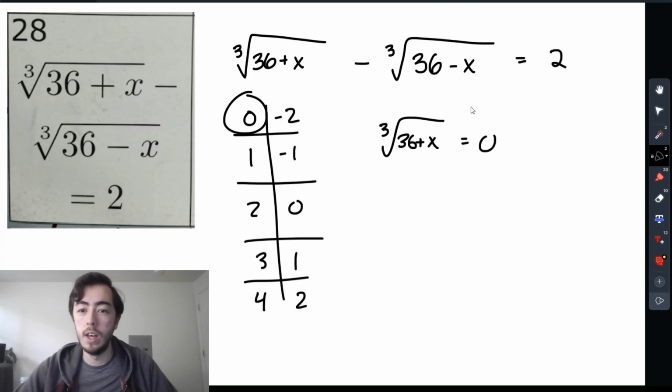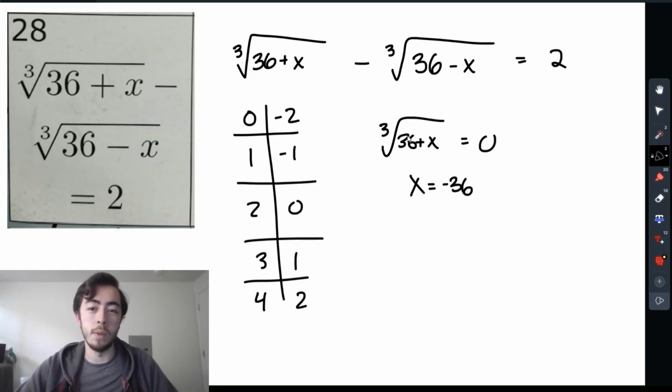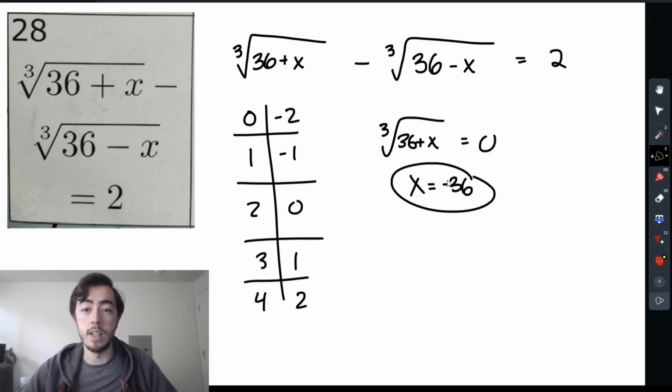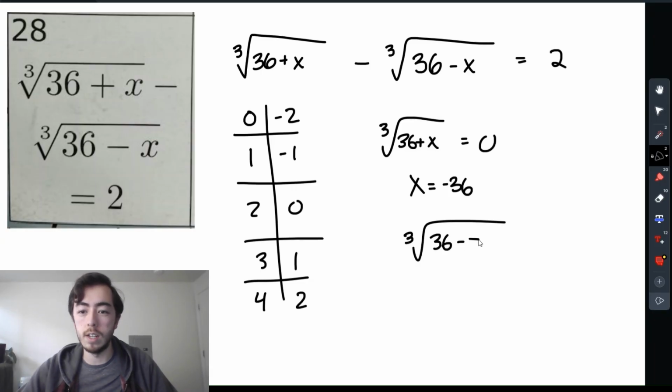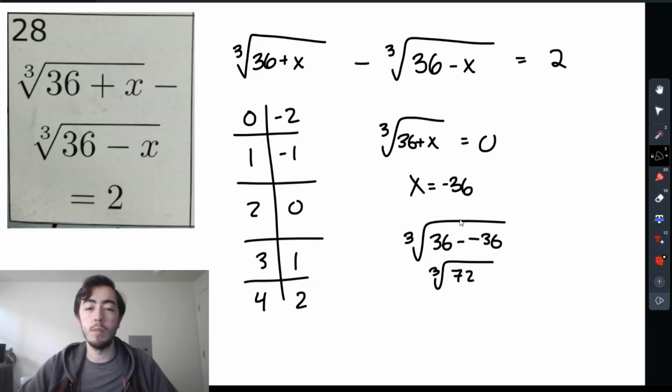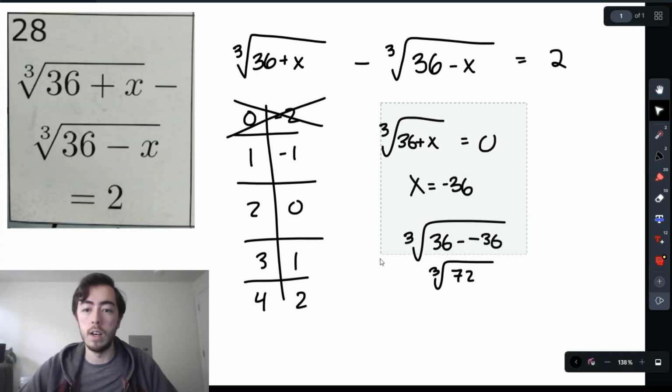So, okay, if the cube root of 36 plus x is 0, then that must mean that x is going to be equal to -36, because the only number that we could cube root to get 0 is 0 itself. We get a bit of an issue now that x is a negative number here, because if we cube root 36 minus -36, we're getting the cube root of positive 72, and this is going to be a positive number, not a negative number. So there's no way that we could get a -2 for our second cube root there.